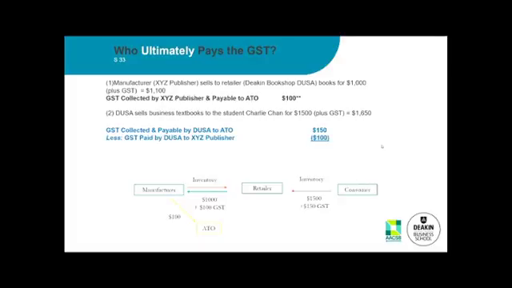So DUSA have paid $100 GST to the publisher, and they've collected $150 from the consumer, so they have to pay the balance, which is an extra $50 to the ATO. So the ATO is now going to get $150, which is $100 from the manufacturer and $50 from the retailer, giving them $150 in total.